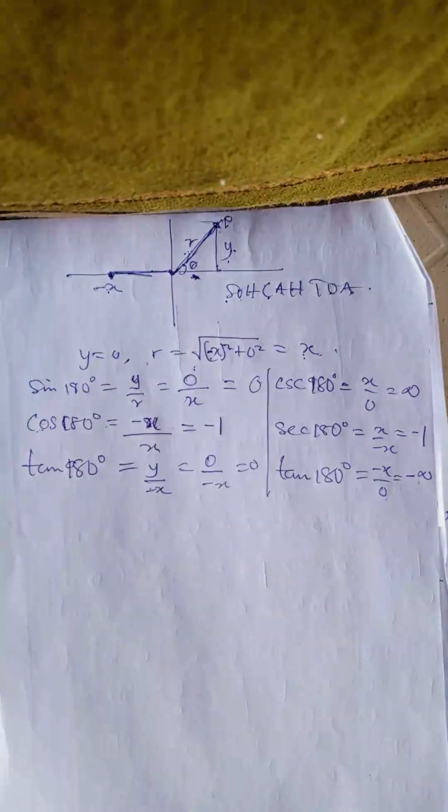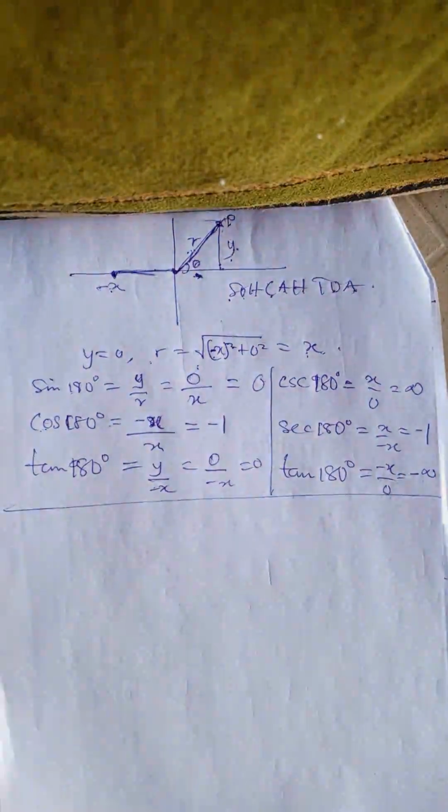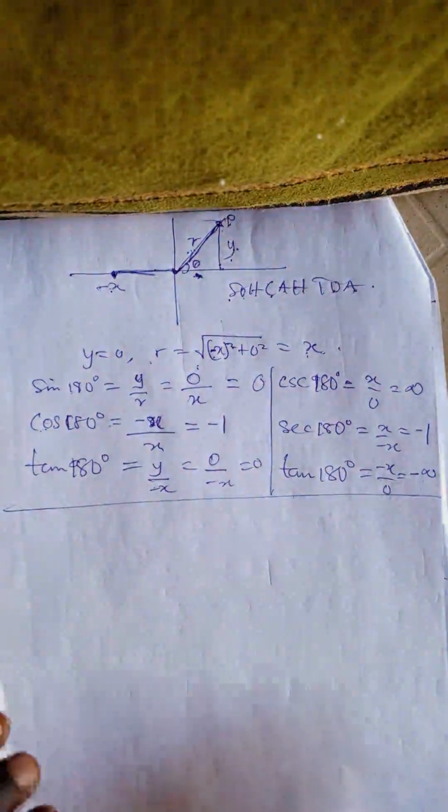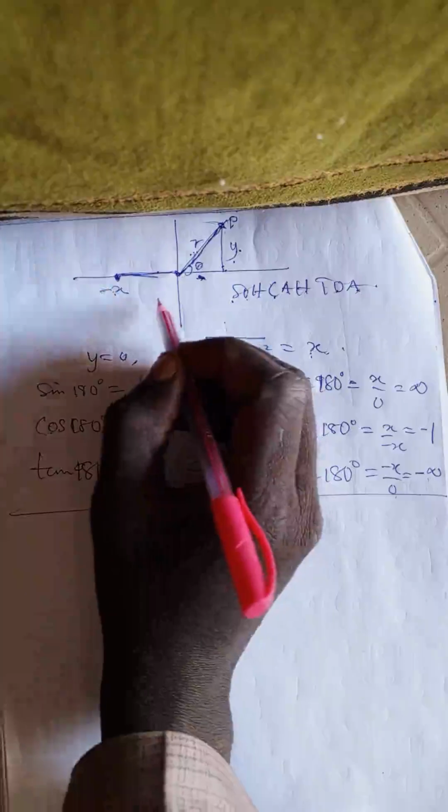Now we go to 270 degrees. When we talk of 270 degrees, it means the angle is lying somewhere here.